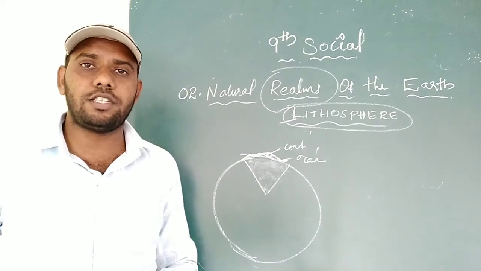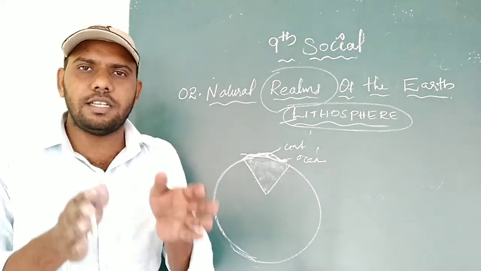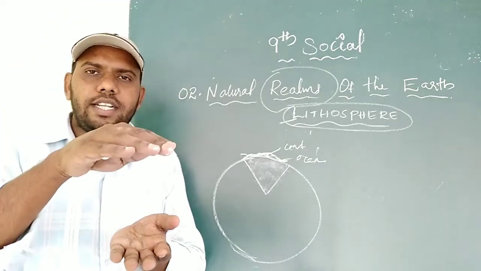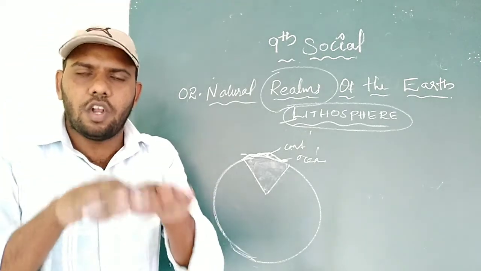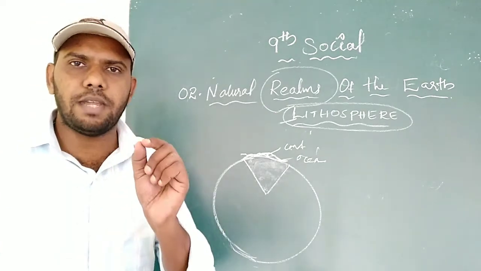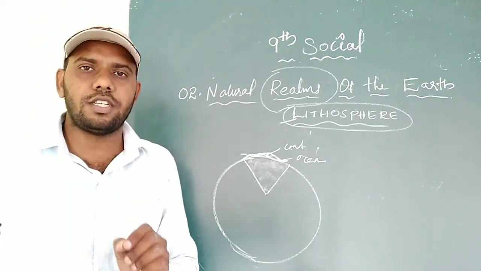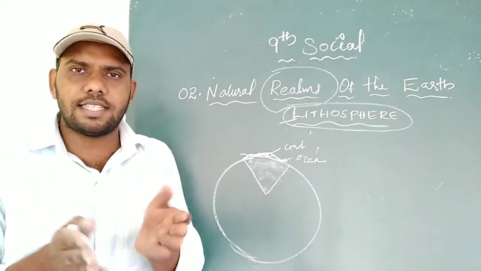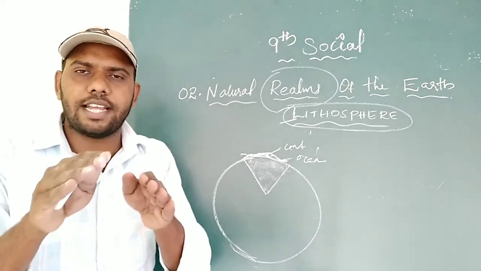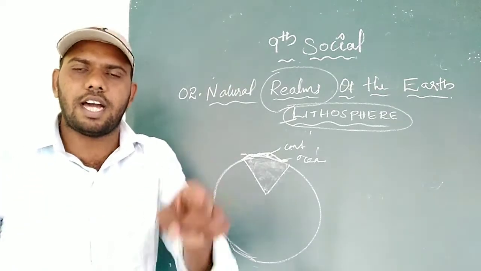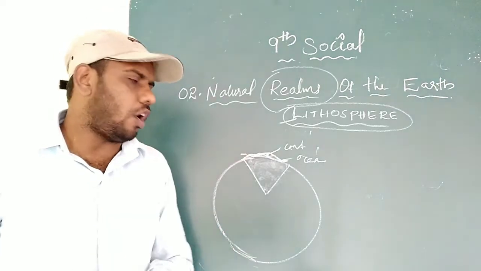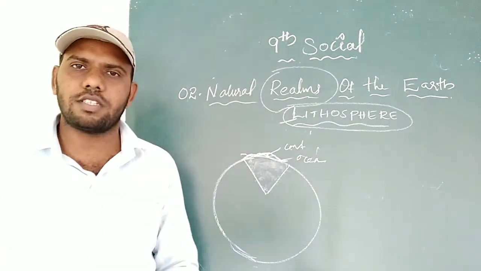So what are plates? We understood that a large massive base of rocks where continents and oceans are located is called plates. You can write in your classwork what is meant by plates: a large massive base of rocks where the continents and oceans are located are called plates. Got it, children? All the continents are located on the massive base of rocks called plates.